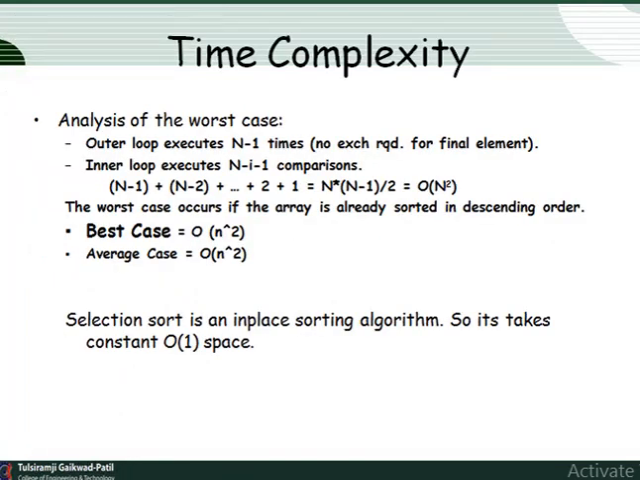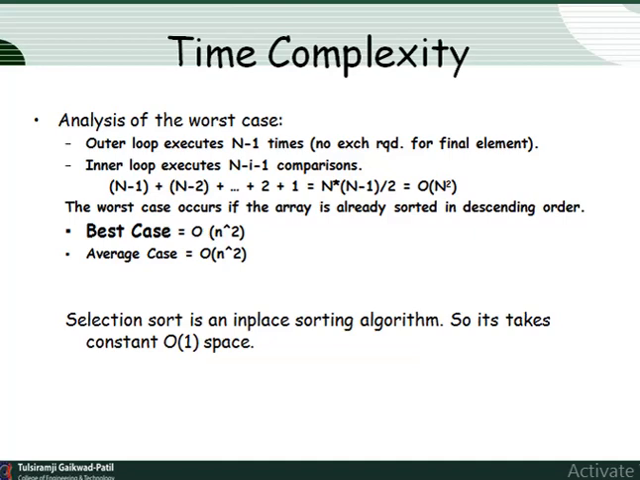And with respect to time and space complexity, in the analysis of this selection sort, the outer loop executes n minus 1 times, and the inner loop executes n minus i minus 1 comparisons. So the worst case, average case and best case time complexity is order of n to the power 2. The worst case occurs if the array is already sorted in descending order. Best case is also order of n square. Average case is also order of n square.